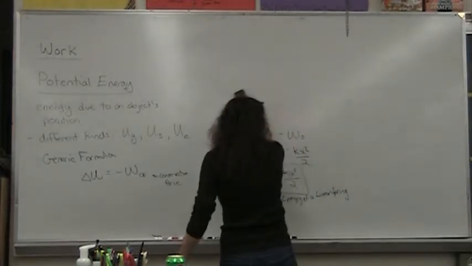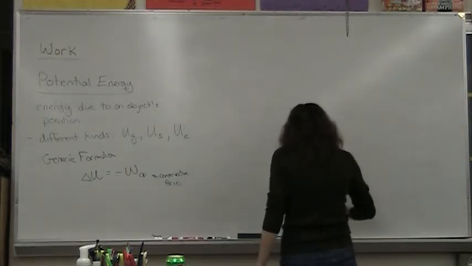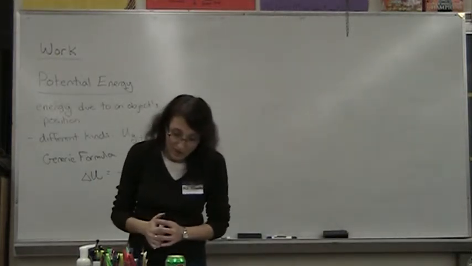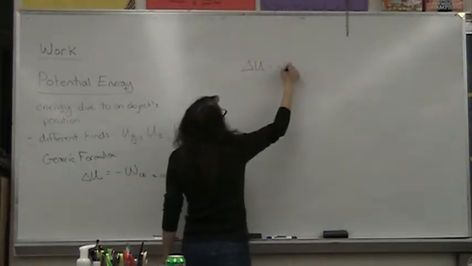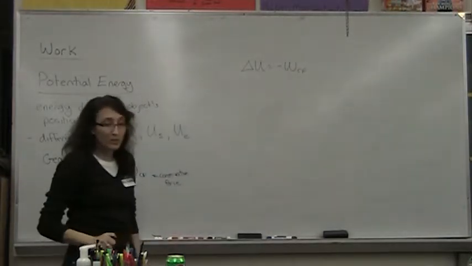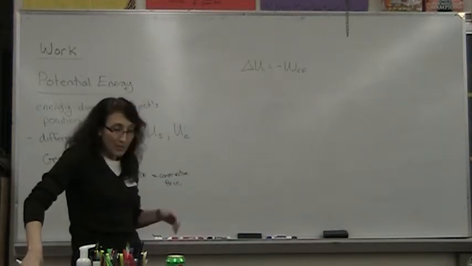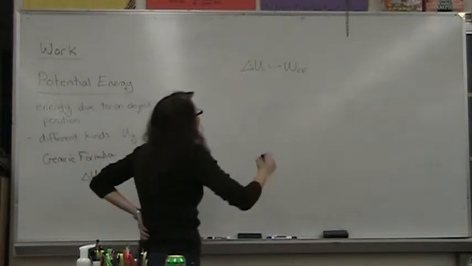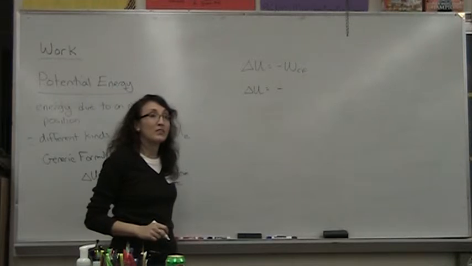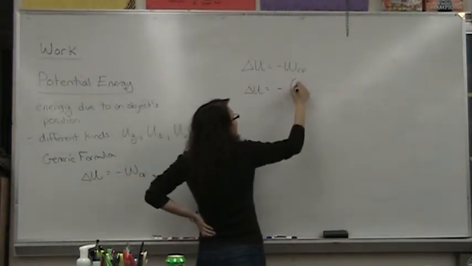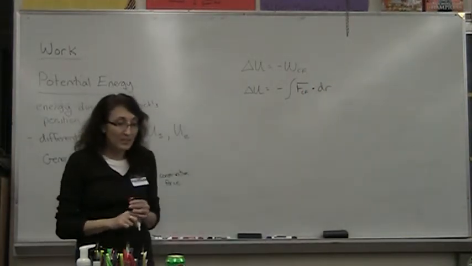Now the last little bit about potential energy is they like to use these potential energy graphs. But let's go back to this whole idea that delta U is minus the work done by a conservative force, because there's going to be another way to look at potential energy. So if we go with this, delta U is equal to minus, what can I plug in for work done by a conservative force? I can plug in the integral of F conservative force dot dr, yes?